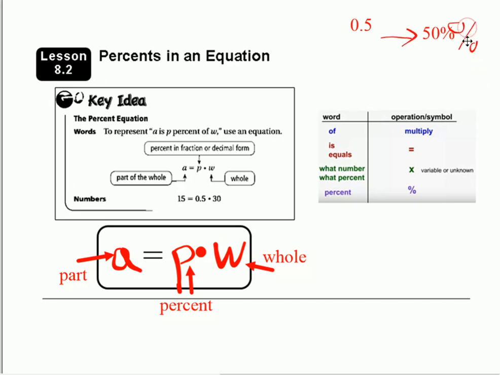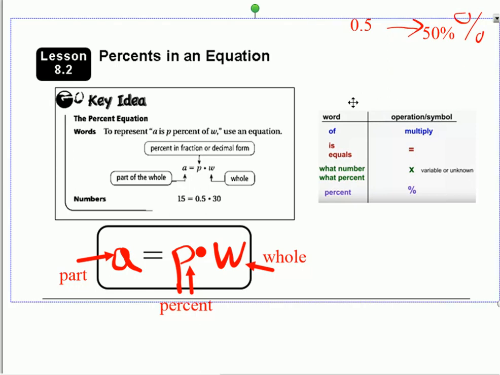All right. Some other stuff to take a look at is some keywords and what operation goes with those words. So if I see the word of, that means to multiply. So if you look at this example, it says P% of W. So that's why the of is signifying multiplication. Is means equals, A equals. What percent or what number, that's going to be our variable or our unknown. We're going to call that X when we don't know it. And obviously percent means the percent symbol.